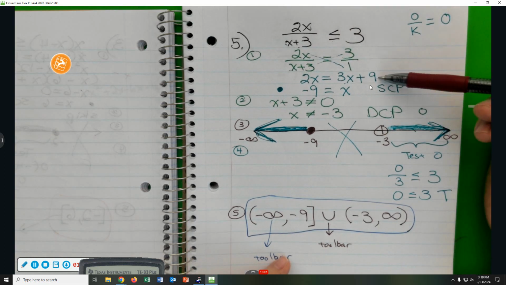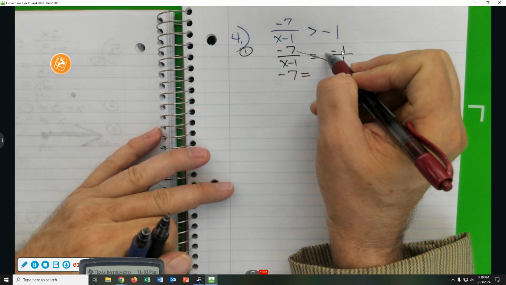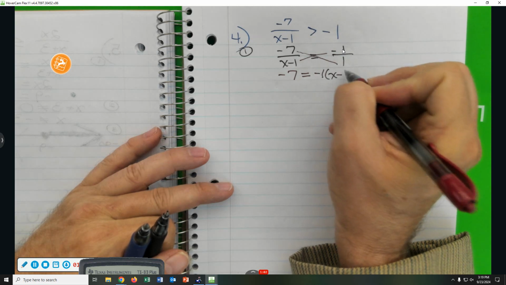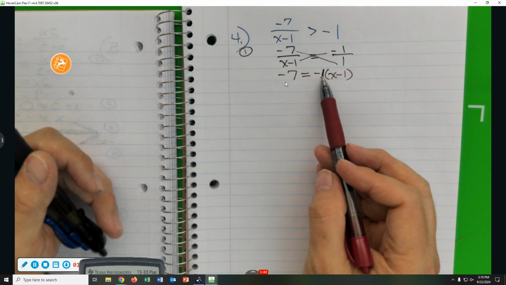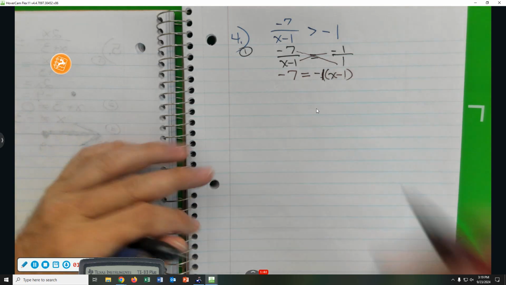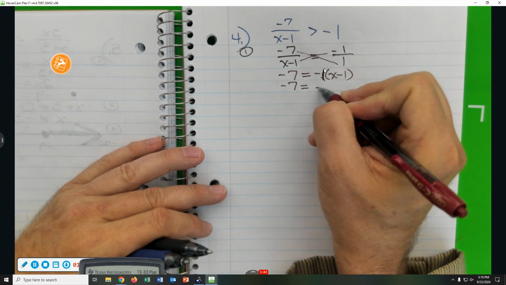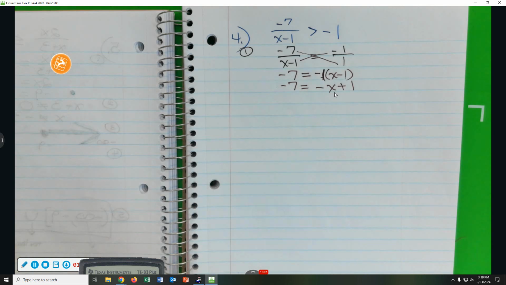I can tell y'all were hesitant about that step. So here I'm going to show it. It's negative 1 times x minus 1. We need to distribute the negative 1 over x minus 1. What's that going to give us? A negative x, and negative 1 times negative 1, I agree, that's a positive 1.